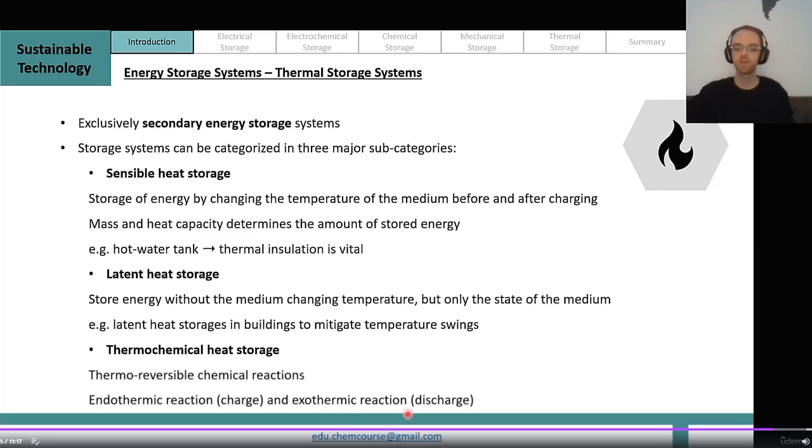And this would therefore be our second step in this storage procedure. So first of all, we invest energy to charge our storage as a chemical reaction, and then in the second step we let these chemicals react and we yield this energy back in an exothermic reaction.